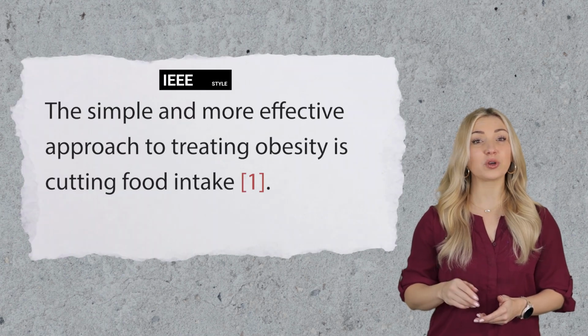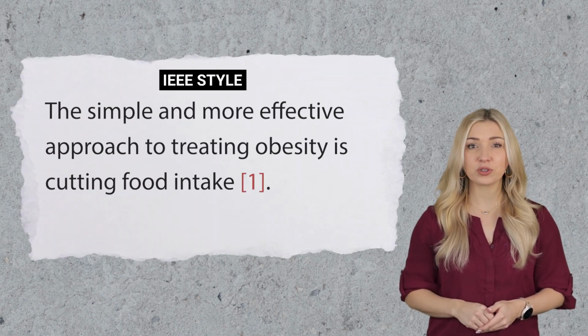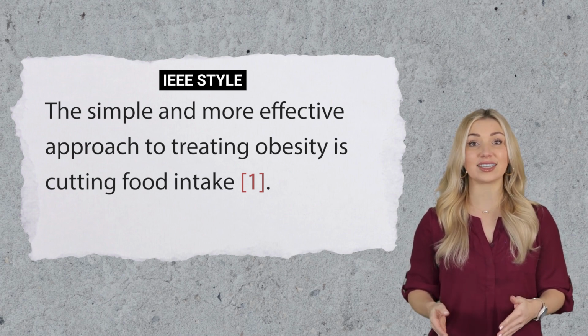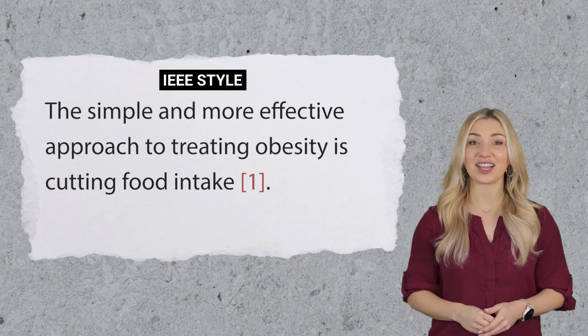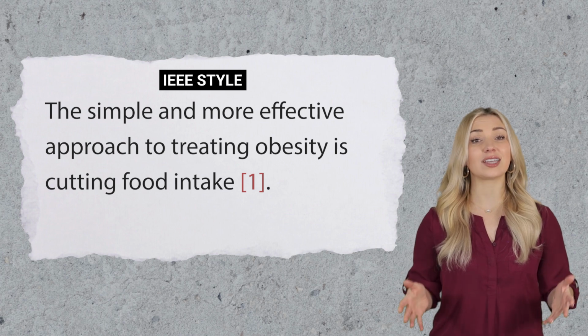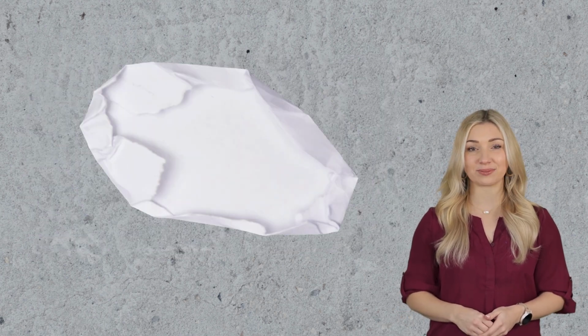Next up is the IEEE referencing style. The IEEE referencing style is predominantly used in the fields of computer sciences, engineering, and technology. IEEE style uses a numeric citation system where sources are cited as numbers in square brackets.